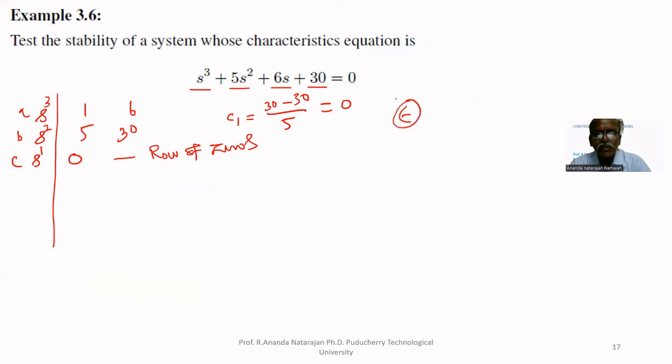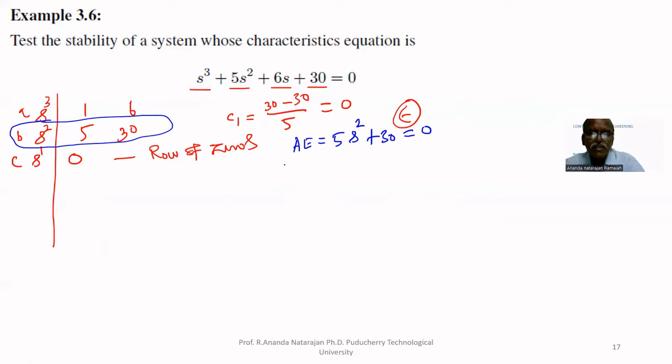So the rule is we have to replace it by epsilon. But if it is S power 1, we have to consider it as a row of zeros. In that case, we have to consider the S square row. That is called the auxiliary equation: 5s square plus 30 equal to 0.